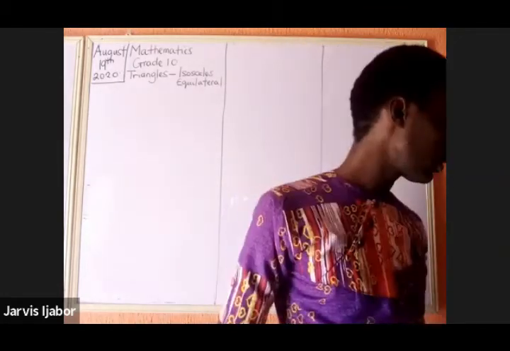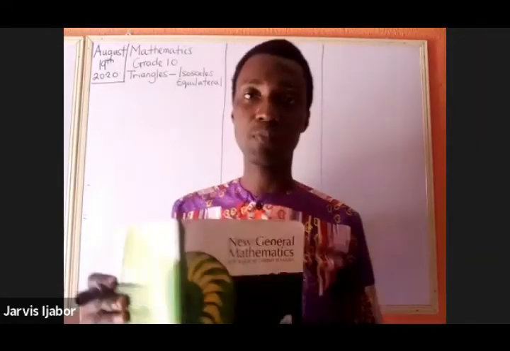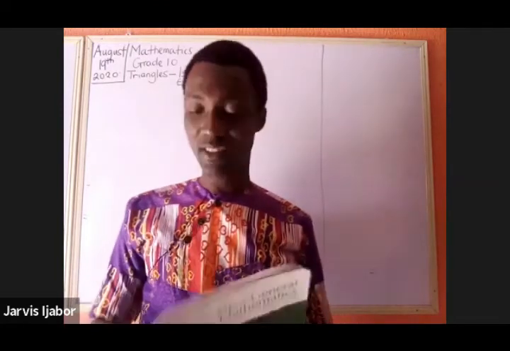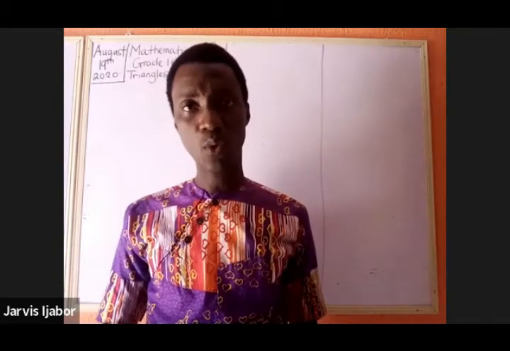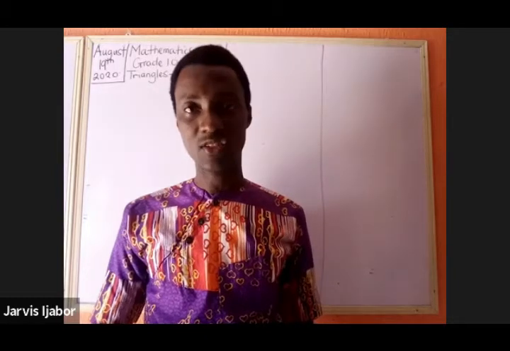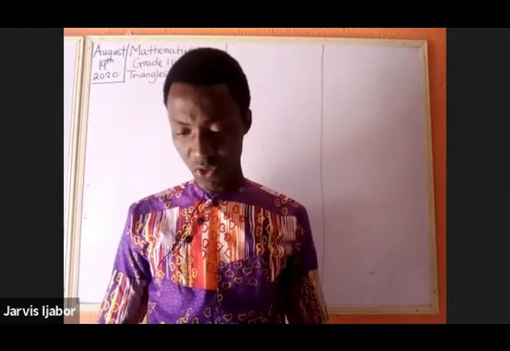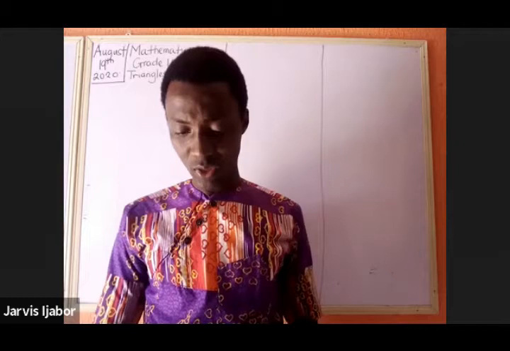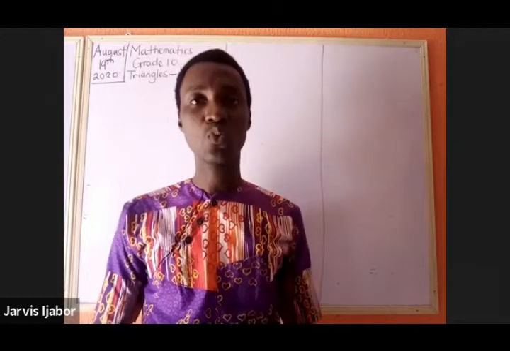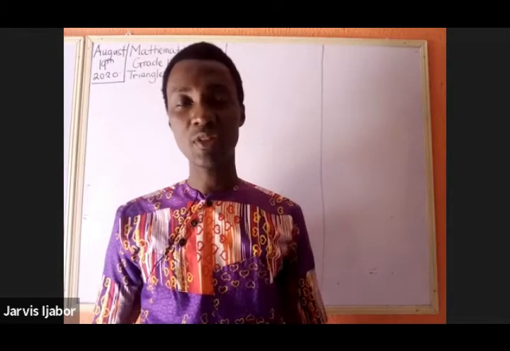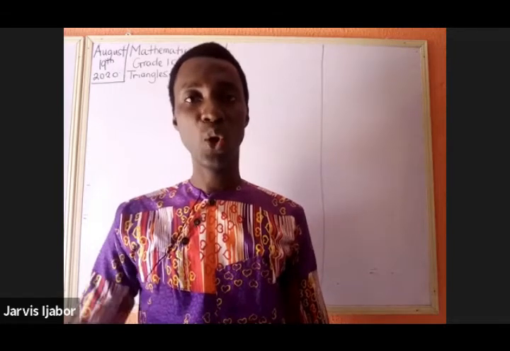We're still on formal geometry and we're looking at triangles, isosceles and equilateral triangles. We will be using our reference text, New General Mathematics Book 1, that's SS1. So far we have looked at exercise 2C. We'll continue our work today by looking at question 16 to question 20, and if time permits, we will go beyond that point.